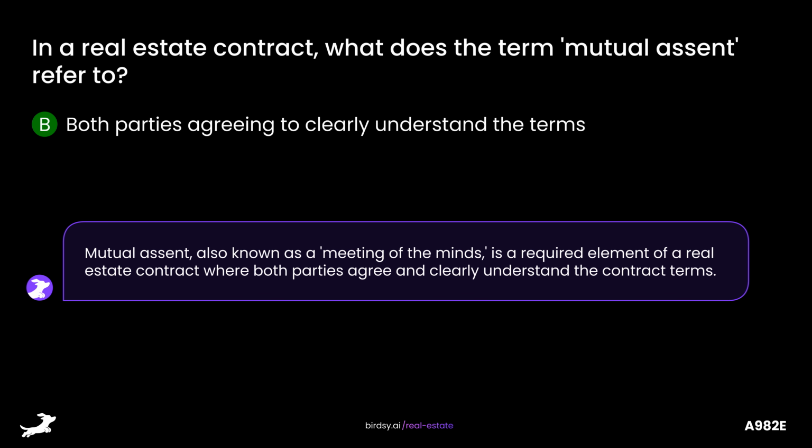Mutual assent, also known as a meeting of the minds, is a required element of a real estate contract where both parties agree and clearly understand the contract terms.